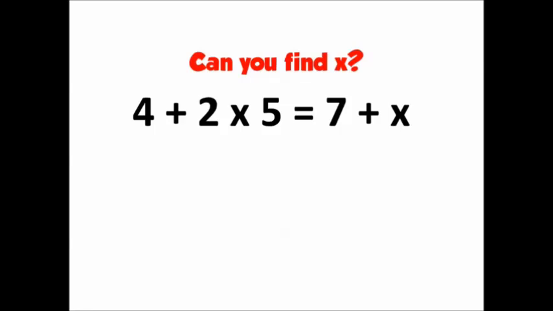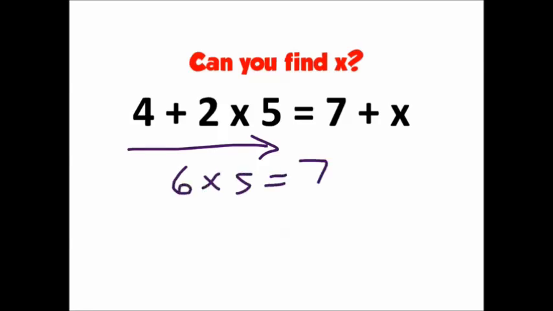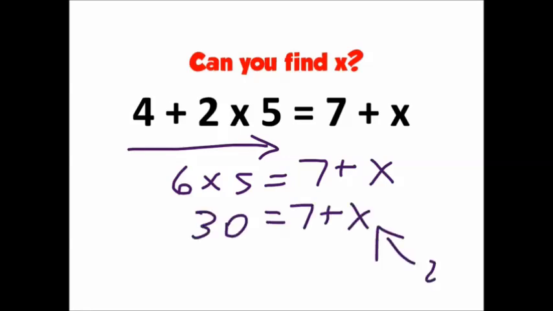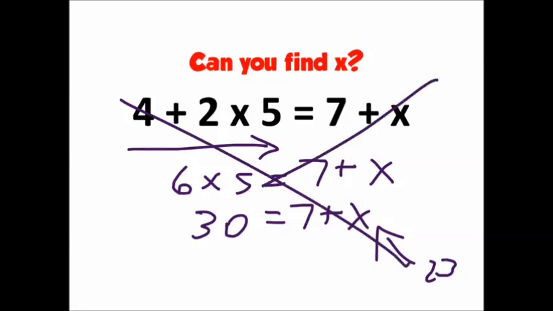Here's another one that you need to simplify first. This one's a little trickier because what I saw some students do is just start simplifying this from left to right. They add 4 plus 2 is 6 times 5 equals 7 plus x, and they got 30 equals 7 plus x, and then x would be 23. That is wrong. That is absolutely wrong.